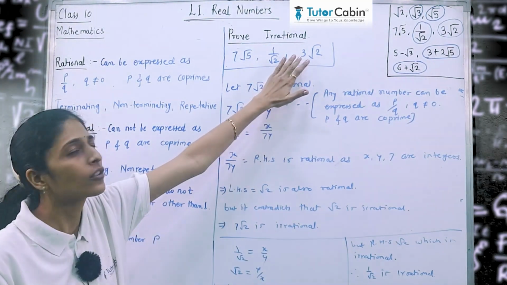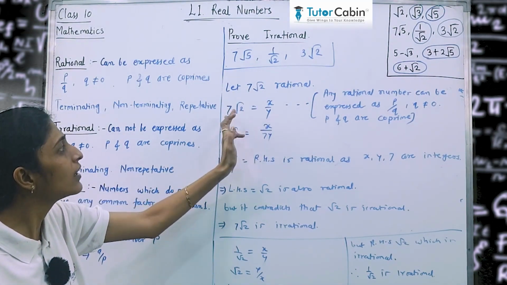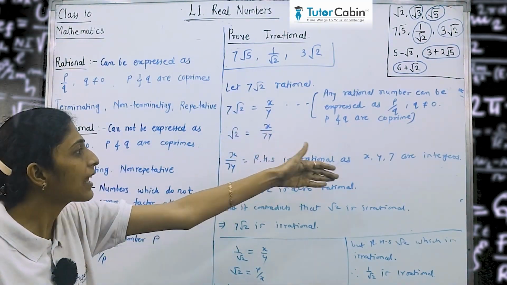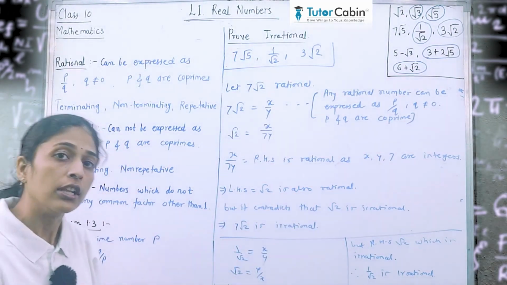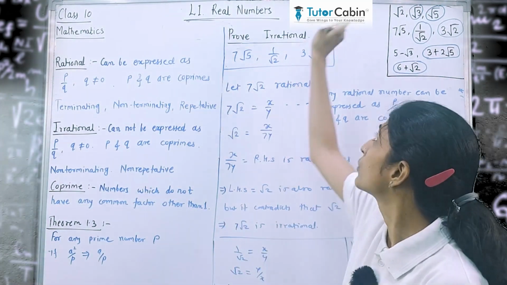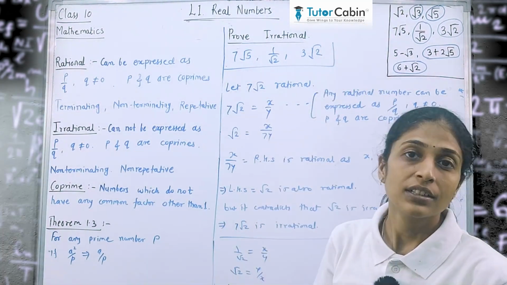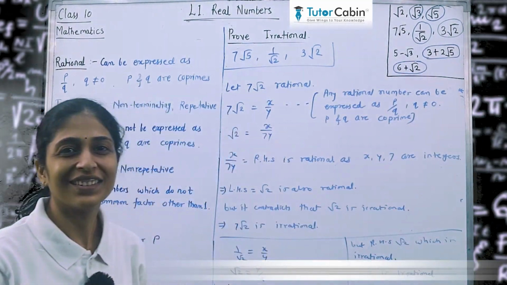Same method you can use for 3 root 2. Just put 3 root 2 over here, take the 3 to this side, and say that the RHS is rational. Then we can say that therefore the left hand side is also rational. But this is a contradiction, because we already proved that root 2, root 3, root 5 are irrational. So the same method we are going to follow, which is really easy.